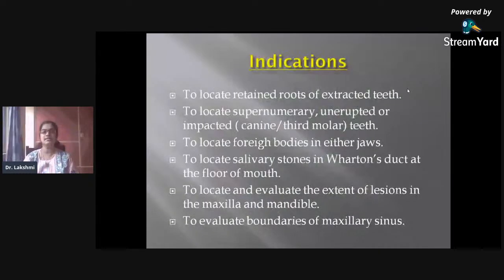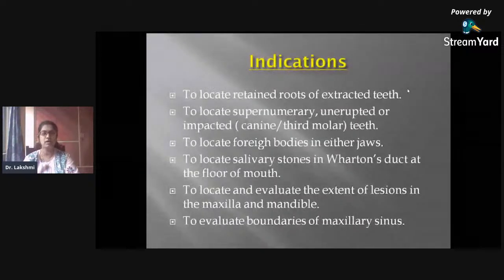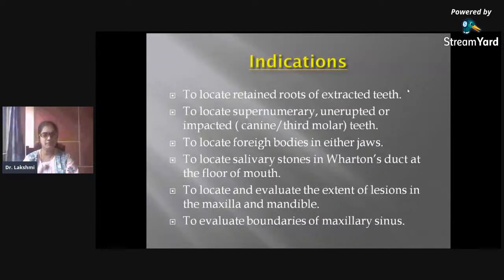Now, indications are to locate retained roots of extracted teeth, to locate supernumerary, unerupted or impacted teeth, that is canine or third molar, to locate foreign bodies in either jaw, to locate salivary stones in Wharton's duct at the floor of the mouth. The submandibular salivary gland's duct is Wharton's duct, right? So whenever you take a mandibular occlusal, you can even locate the salivary stones over there.